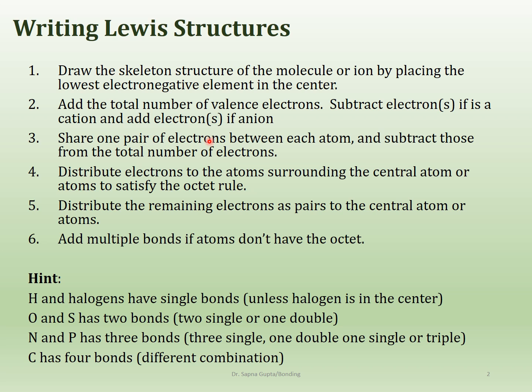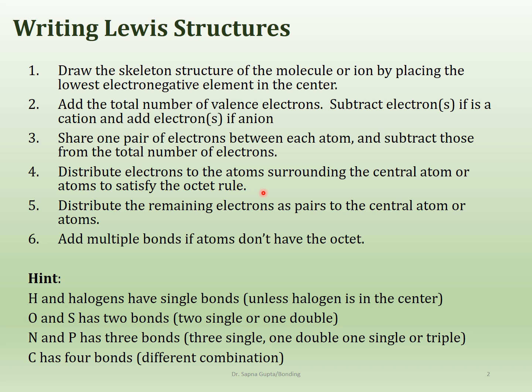So if you had 4 bonds, that means you have 8 electrons, so you will subtract 8 from the total number of electrons. Then what you will do is distribute the electrons that are left over to all the atoms such that all atoms are satisfied according to the octet rule. All right, which means that no atom should have less or more electrons.